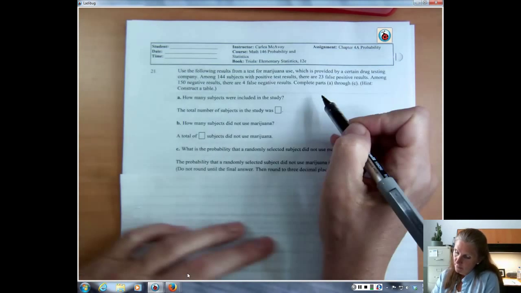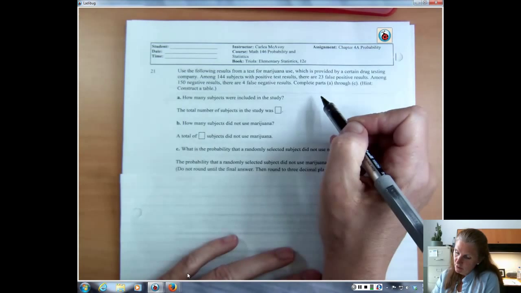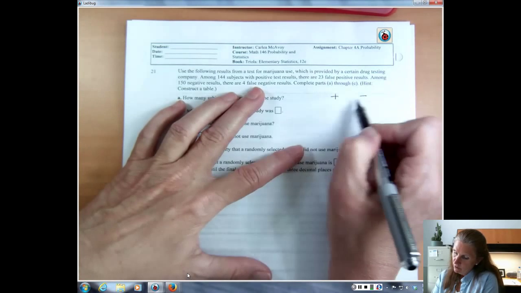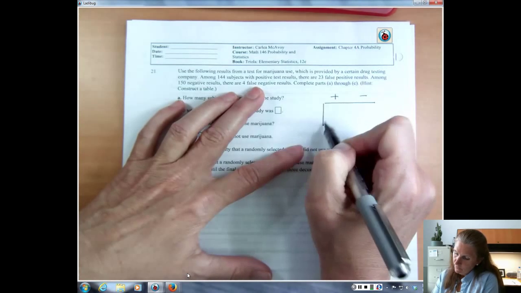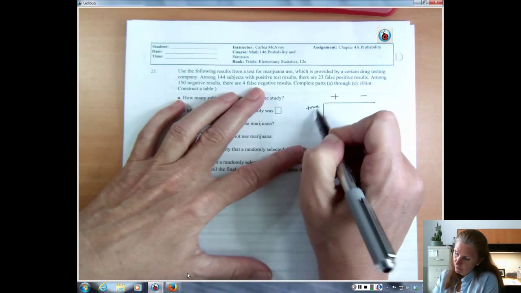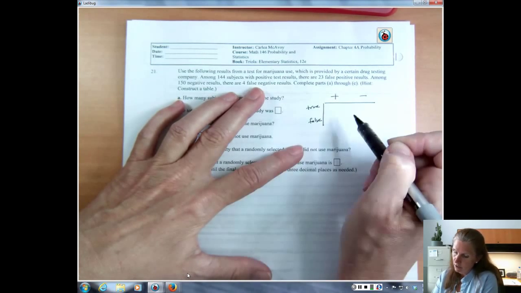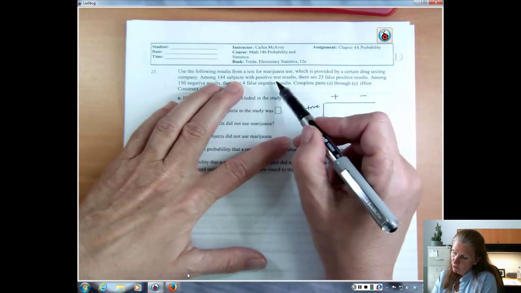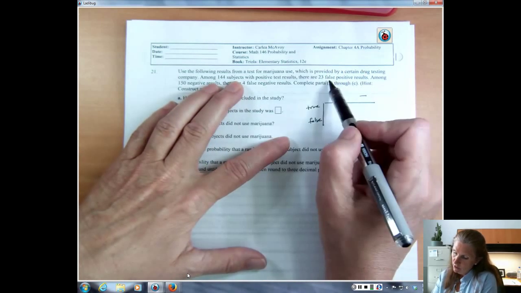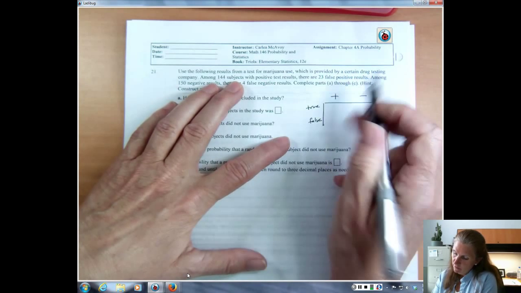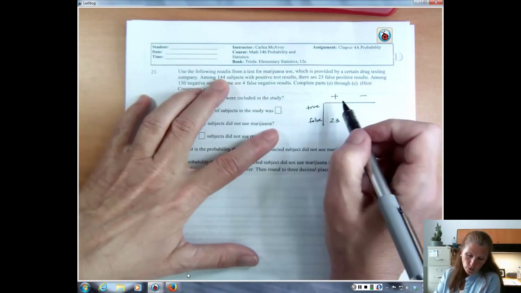So there was positive and negative. So I'm going to do that. Positive and negative results. And there were, I'm going to say true and false. False positive, false negative. Okay. 144 subjects with positive test results. 23, so this is the positive test results column. 23 were false positive. And I know there was 144 altogether.